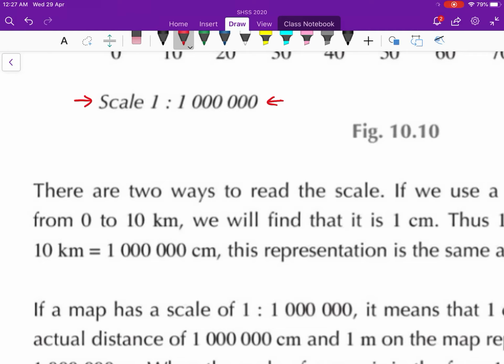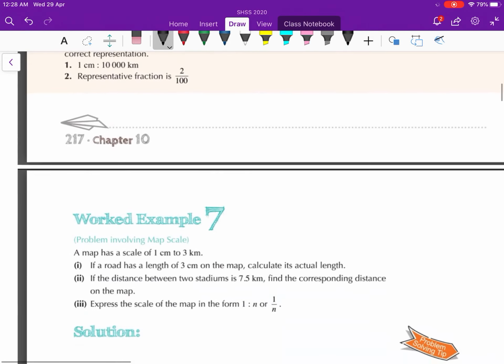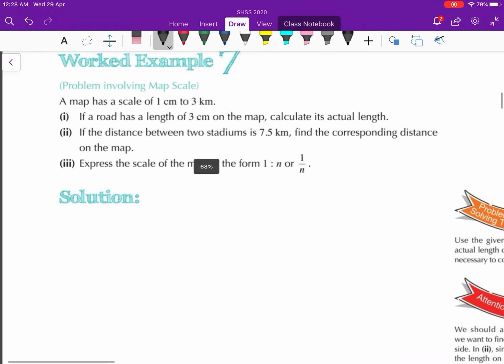If you see a scale of 1 is to 1 million, it means 1 cm is to 1 million cm. It means 1 cm on the map represents 1 million cm on the actual ground. Okay, this is what the ratio means. Let's dive straight into worked example number 7.